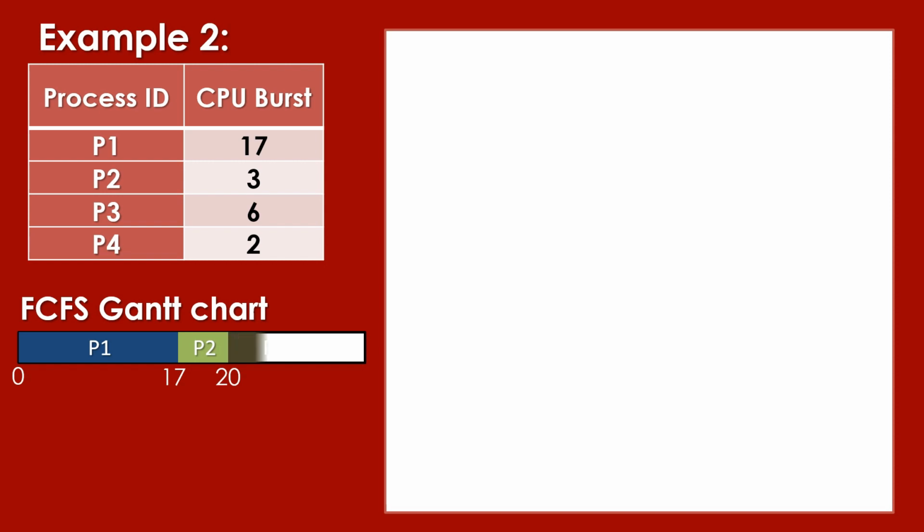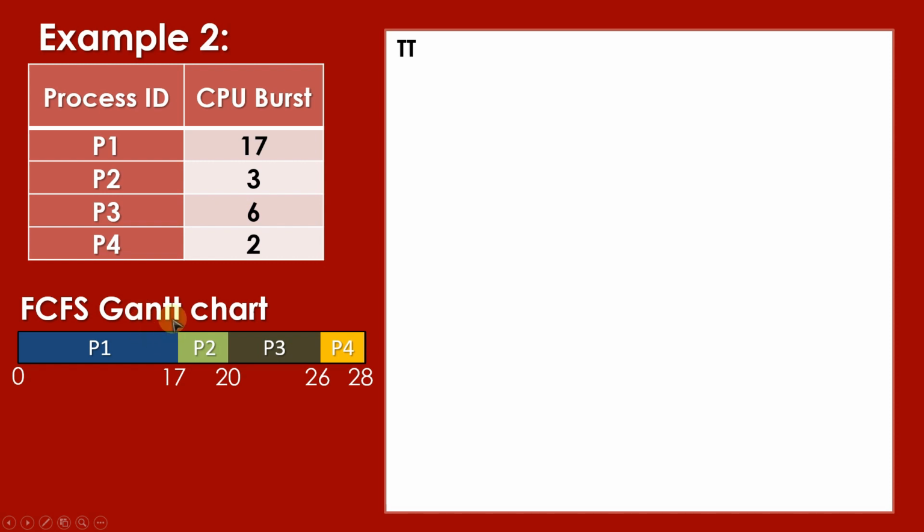The next, we have P3. Meron siyang 6. 20 plus 6 is 26. And P4, meron siyang CPU burst na 2. So, ibig sabihin, 26 plus 2, that is 28. So, this is the Gantt chart nung example number 2.